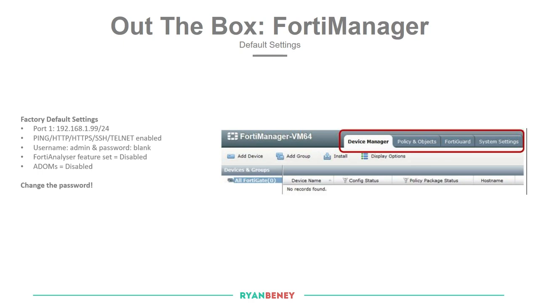because you have HTTP and HTTPS enabled, or you can telnet and SSH to that IP to get in via the CLI. Username and password to authenticate. By default, it's admin in lowercase, and the password will be left as blank. And as I said before, the FortiAnalyzer feature set and ADOMs are disabled. It's important once you're into the device, the first thing you do is change that password and make it more complex. To the right there, I've included an image of the default tabs that you'd see when you're logging into the FortiManager.